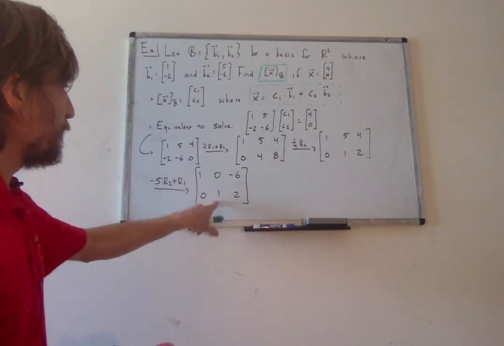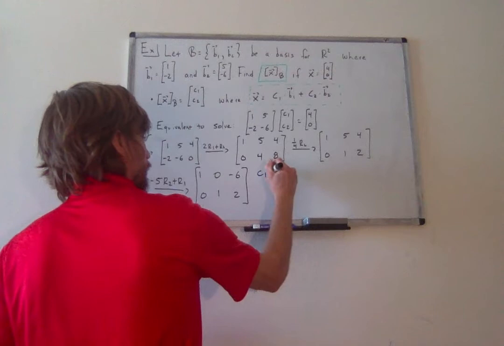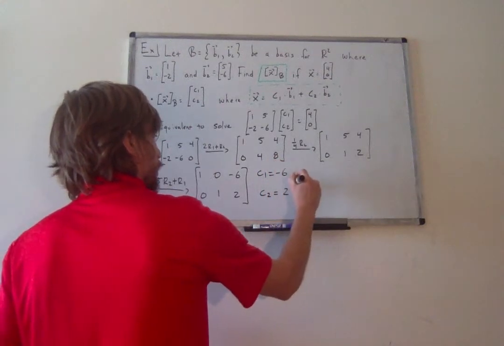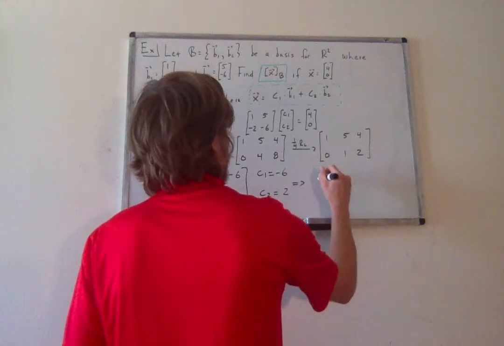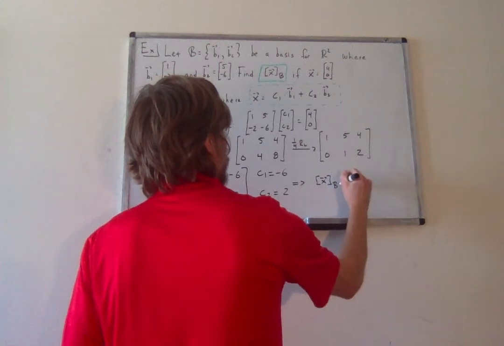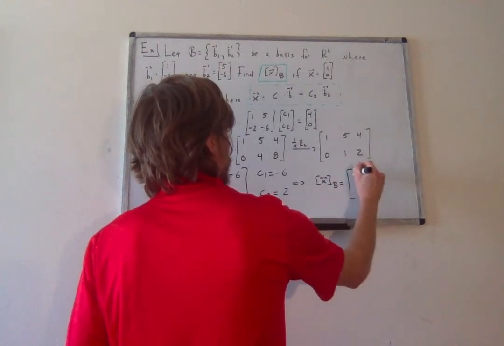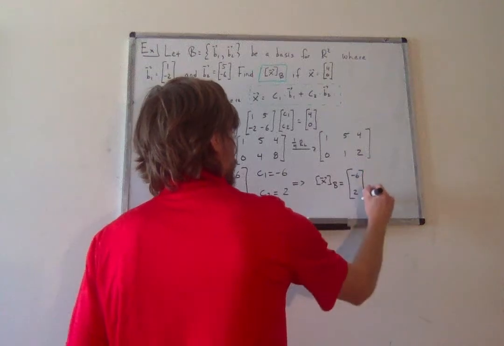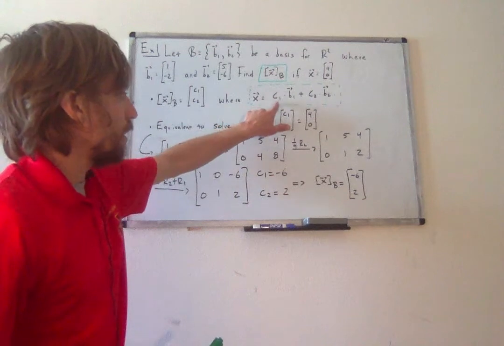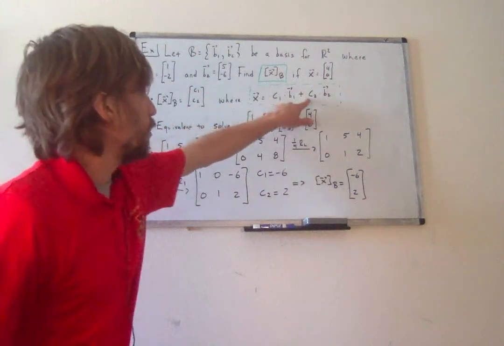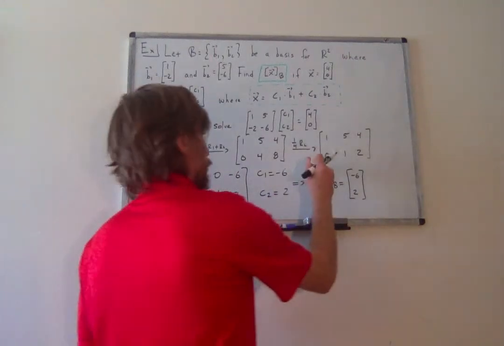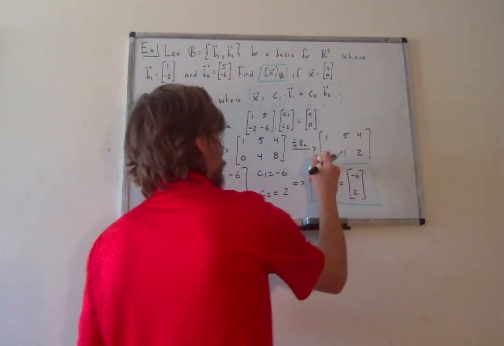All right, so we've solved this. C1 is equal to -6, C2 is equal to 2. And so this gives us our coordinate representation of x, -6 and 2. And remember, this means that, and you can calculate this, x is equal to -6 times b1 plus 2 times b2. This is just the coordinate representation of x under this specific basis.